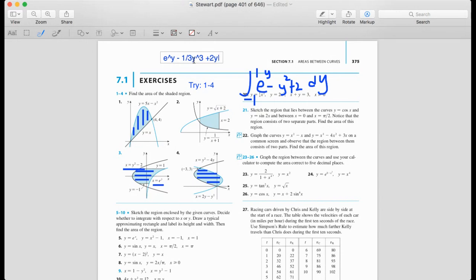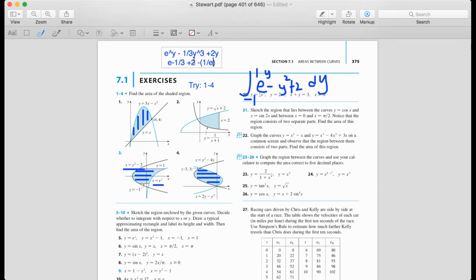Then we want to evaluate at -1 and at 1. Yeah, 1 and -1. So the 1 becomes e to the power of 1, which is e, right? So e minus 1/3 plus 2 times 1, still 2. Minus e to the power of -1, which is 1 over e.